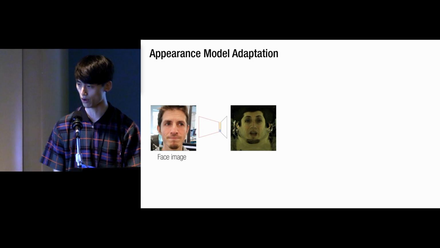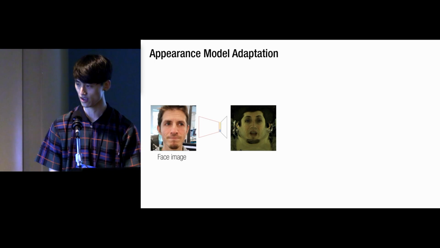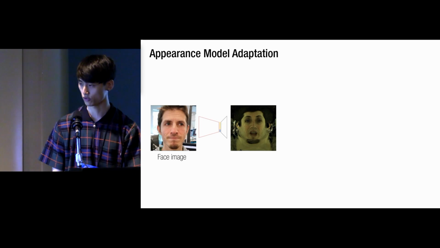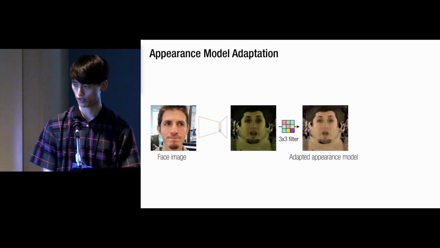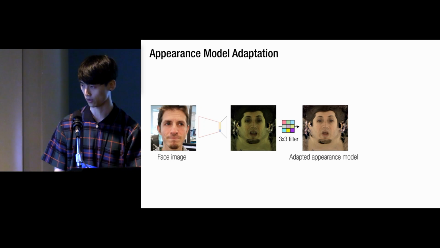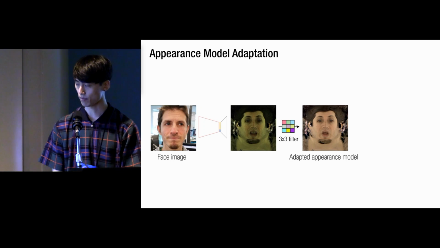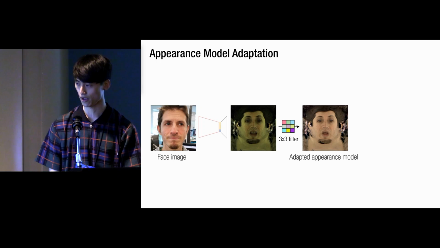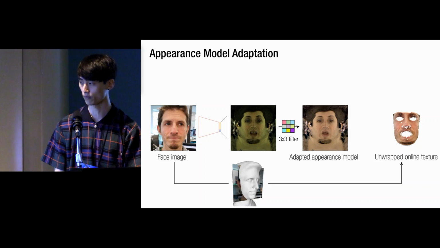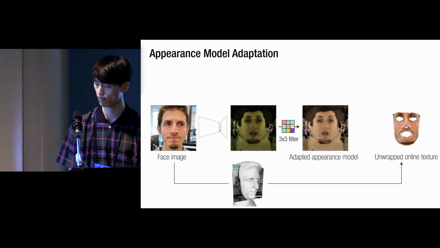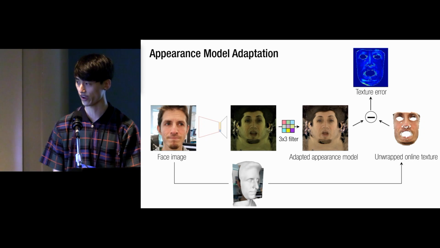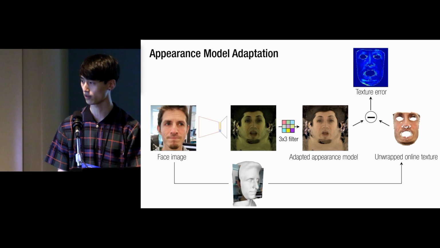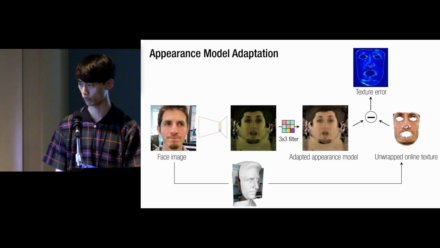We also adapt our appearance model to the input testing scene such that we allow the rendered face to be more reflective of the input face image. To do this, we further train a 3x3 color correction filter in an online manner by enforcing the texture consistency between the adapted appearance model and the unwrapped online texture, which is synthesized from the input face image. For this, we minimize the texture error, which is made by the pixel-level color differences between these two textures.